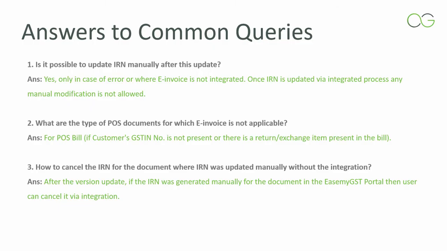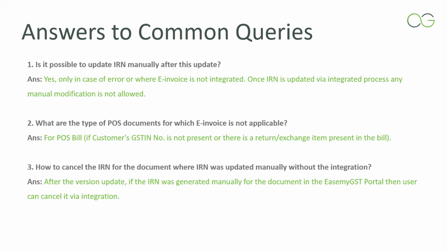Answers to common queries. Query number 1. Is it possible to update IRN manually after this update? Yes, only in case of error or where e-invoice is not integrated. Once IRN is updated via integrated process, any manual modification is not allowed. Query number 2. What are the types of POS documents for which e-invoice is not applicable? For POS bill, if customer's GSTN number is not present or there is a return or exchange item present in the bill, in such scenarios, e-invoice is not applicable.